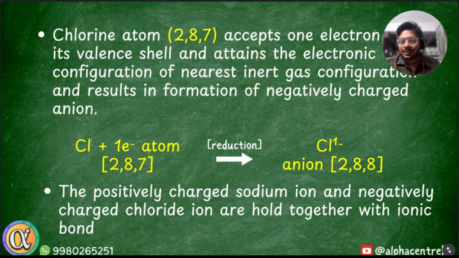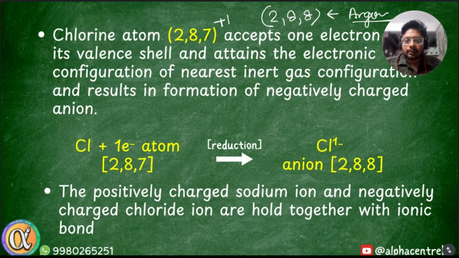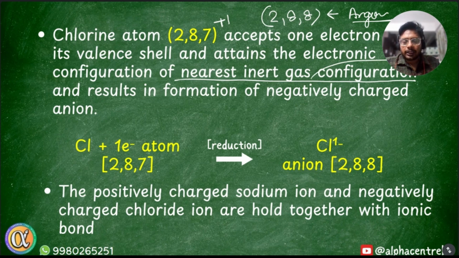Why give 7? So the chlorine atom has an electronic configuration of 2, 8, 7, which means it just needs one more electron to complete its octet and achieve the electronic configuration of 2, 8, 8, the nearest inert gas configuration, which is argon in this case, and results in the formation of a negatively charged ion. So chlorine takes one electron and becomes Cl minus. This process of gaining an electron is called reduction. So reduction means gain of electron.